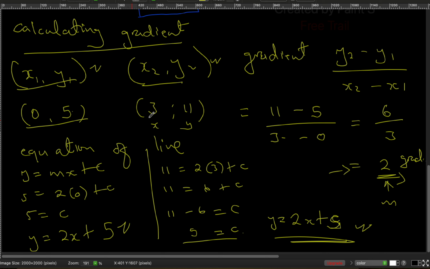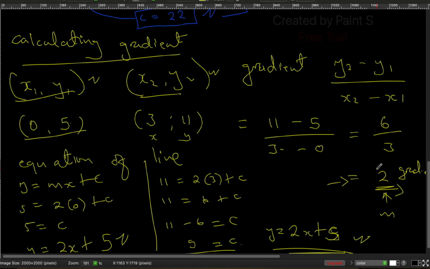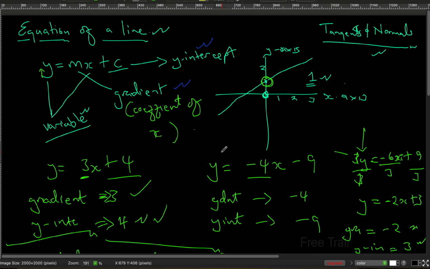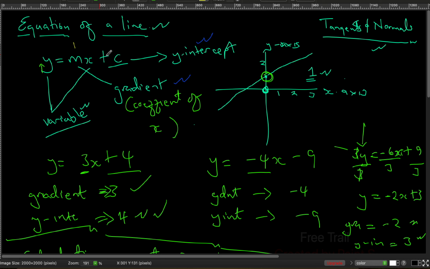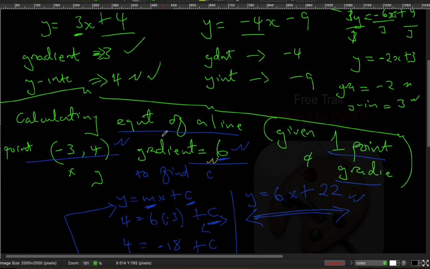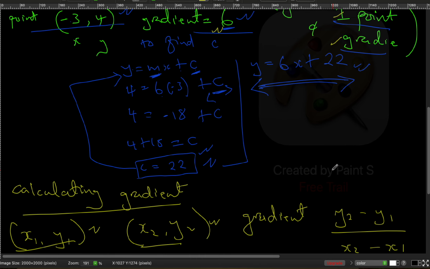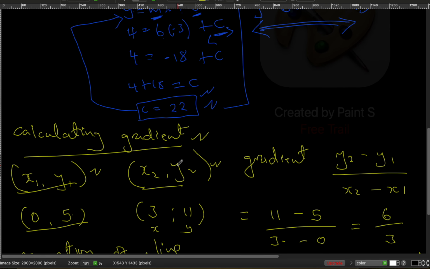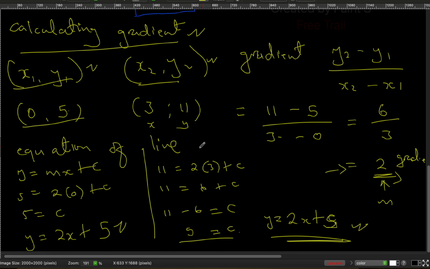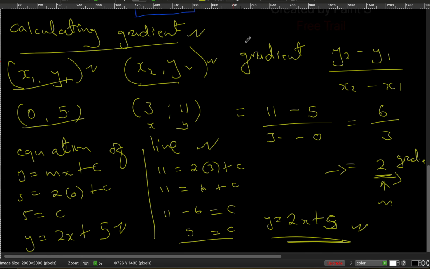So you pick any one of these 2 points to become your point, with the gradient you'll be using. I hope you understood how to calculate, first of all, to identify the gradient, then to identify the y-intercept. Second of all, I hope you were able to calculate the equation given 1 point and 1 gradient. Again, calculating the gradient given 2 points, and again, calculating the equation of a line given 2 points. That's what's up.